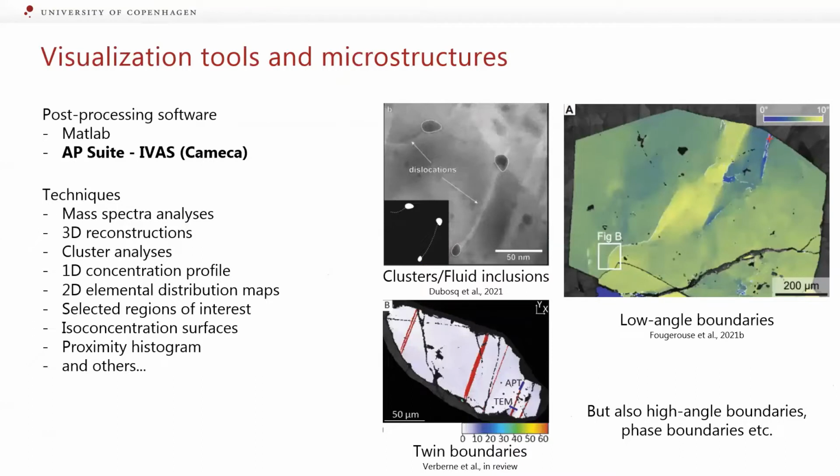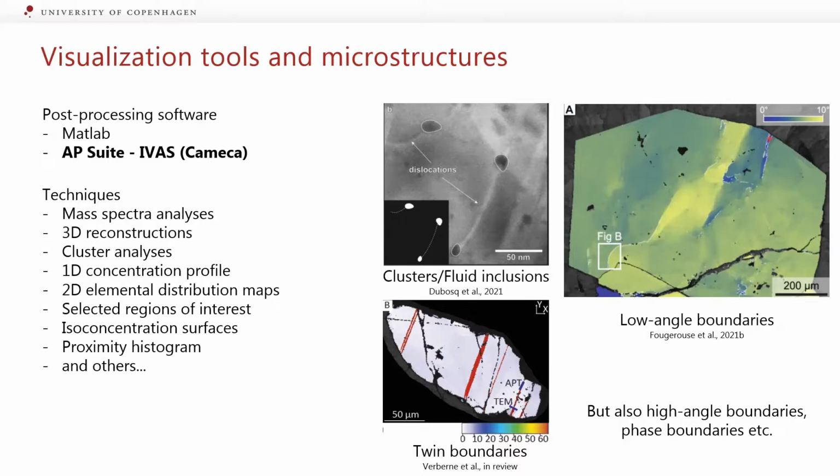So the tools we have are mainly the post-processing software after the analysis. Some groups use MATLAB. I think the main one used is IVAS from Cameca, which also develops the Atom Probe. And then we have several techniques that can go into the analysis of the material that we've actually analyzed. So we can do mass spectral analysis, and we get a 3D reconstruction. But within those 3D reconstructions, we can start looking at clusters, we can create concentration profiles, we can make elemental maps, and we can isolate smaller and smaller regions of interest and do analysis on them.